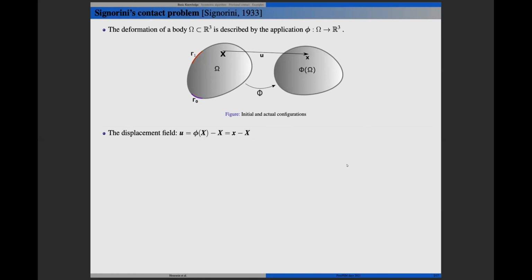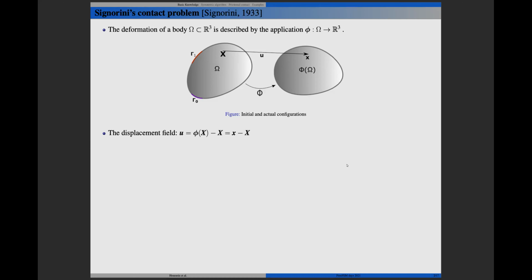Here we take a body omega in its initial configuration, and if we apply a force or a prescribed displacement, it will become phi omega. Phi will describe the transformation of the body, and phi omega is the body in its actual configuration. If we take a material point big X, it will become small x, and our unknown in the following will be the displacement field U, which is small x minus big X.